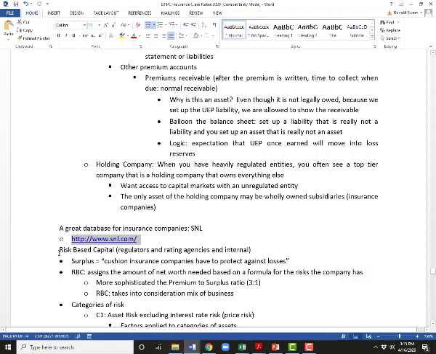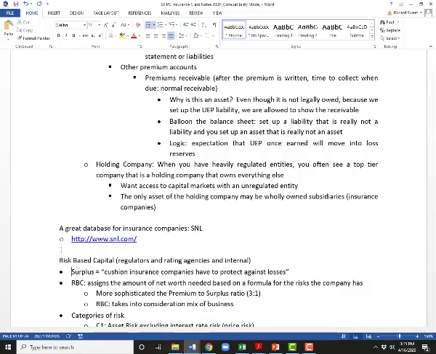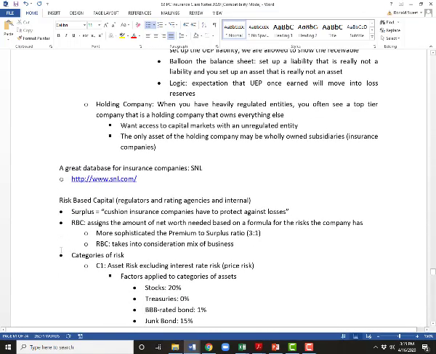Very, very powerful. Okay, risk-based capital. We mentioned it a little bit before. Risk-based capital is how much net worth regulators and rating agencies think you should have. So they say surplus or your net worth, that's the cushion you have against your risk. What risk-based capital does is it figures out how much risk you have. It's essentially saying how much net worth you should have, and it assigns using formulas. It takes into consideration the mix of business that you have.